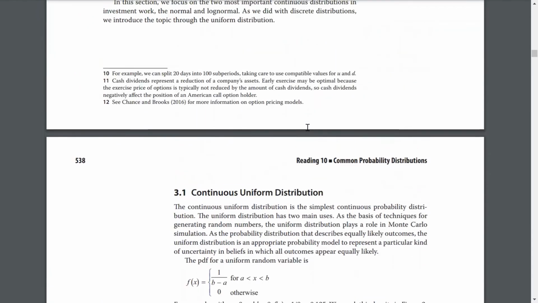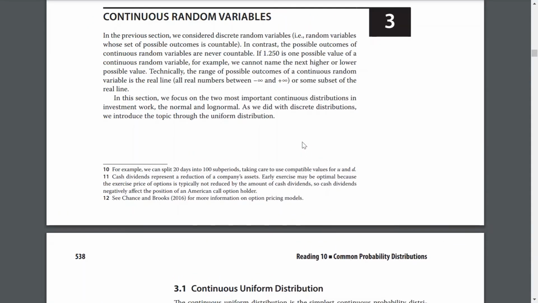Okay, so these are the binomial or discrete random variables.